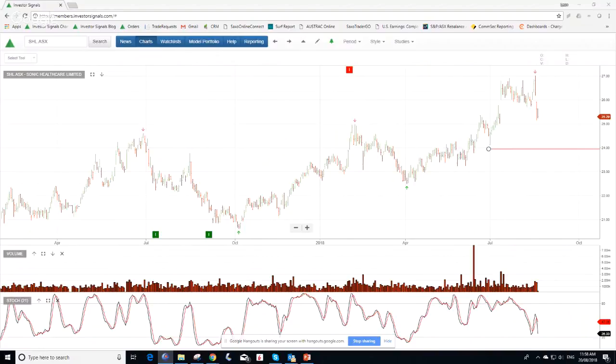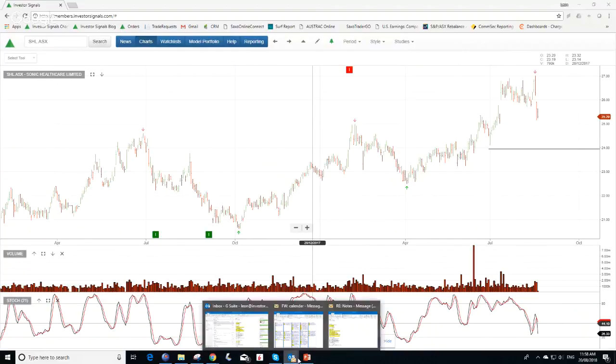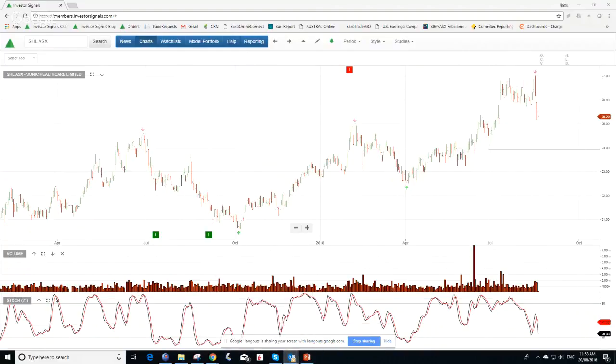Sonic's due to go ex-dividend, so it'll go ex-dividend 50 cents on the 12th of September. So between now and the 12th of September, just keep an eye on Sonic, and if you see it back down around this sort of $24.50 to $25 range, I think that provides a good entry opportunity for Sonic.